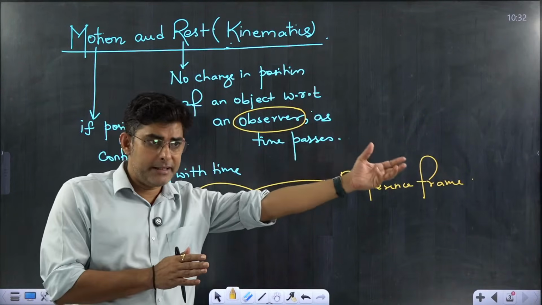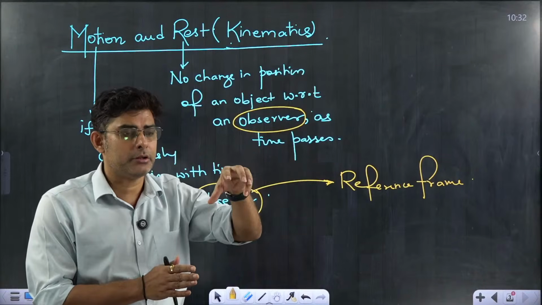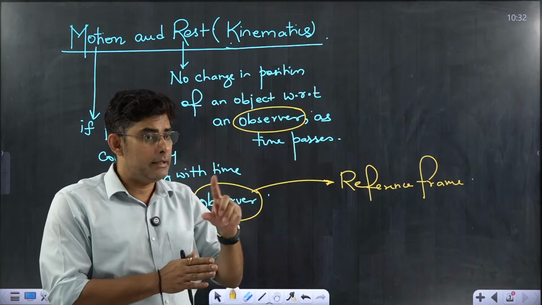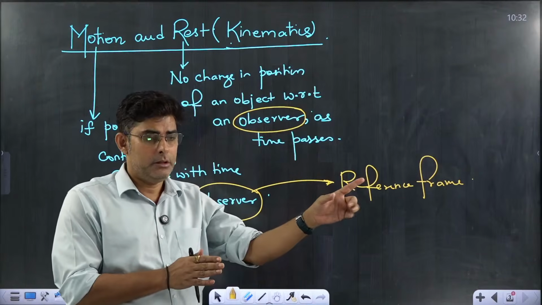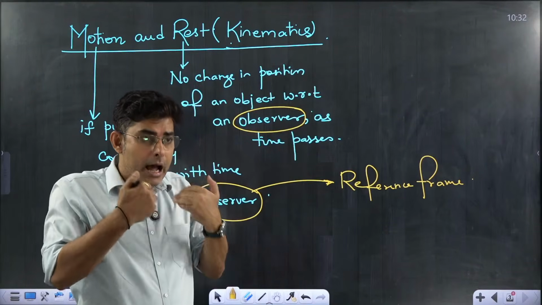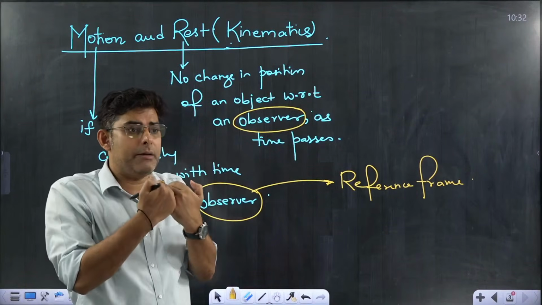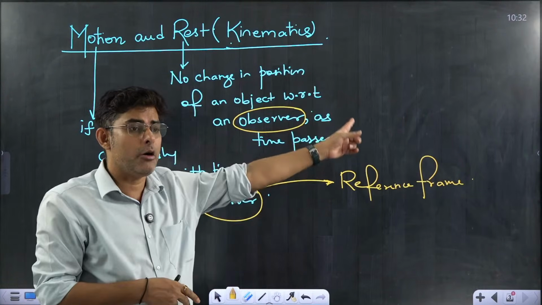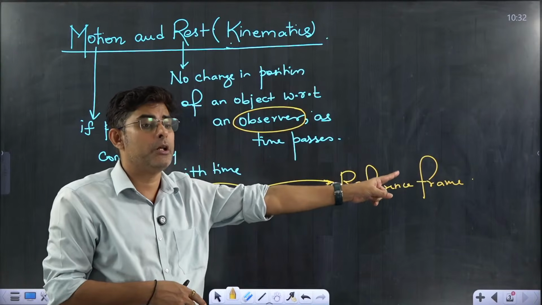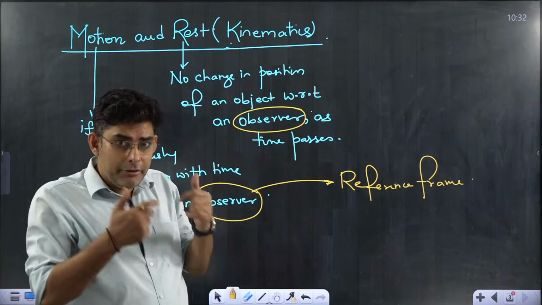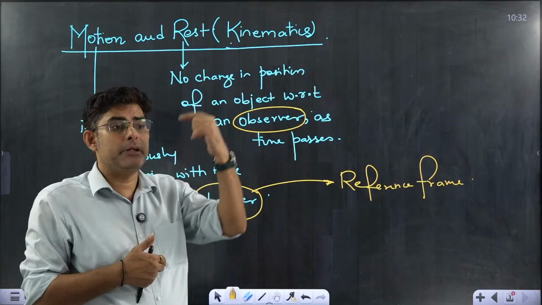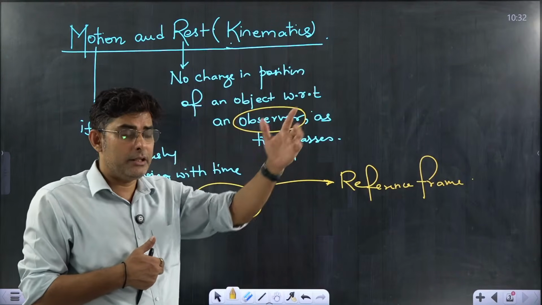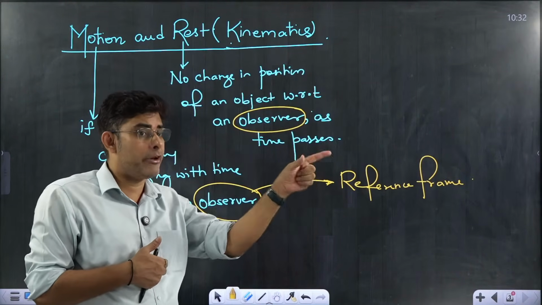If an object is anywhere and I am inside a lift or inside a car and watching the object, the object can be anywhere. Where I am, the observer, that will be called the reference frame. So if I am inside the car, the object is being viewed from the frame of the car. If I am inside a lift, I will say the object is being viewed from the frame of the lift.